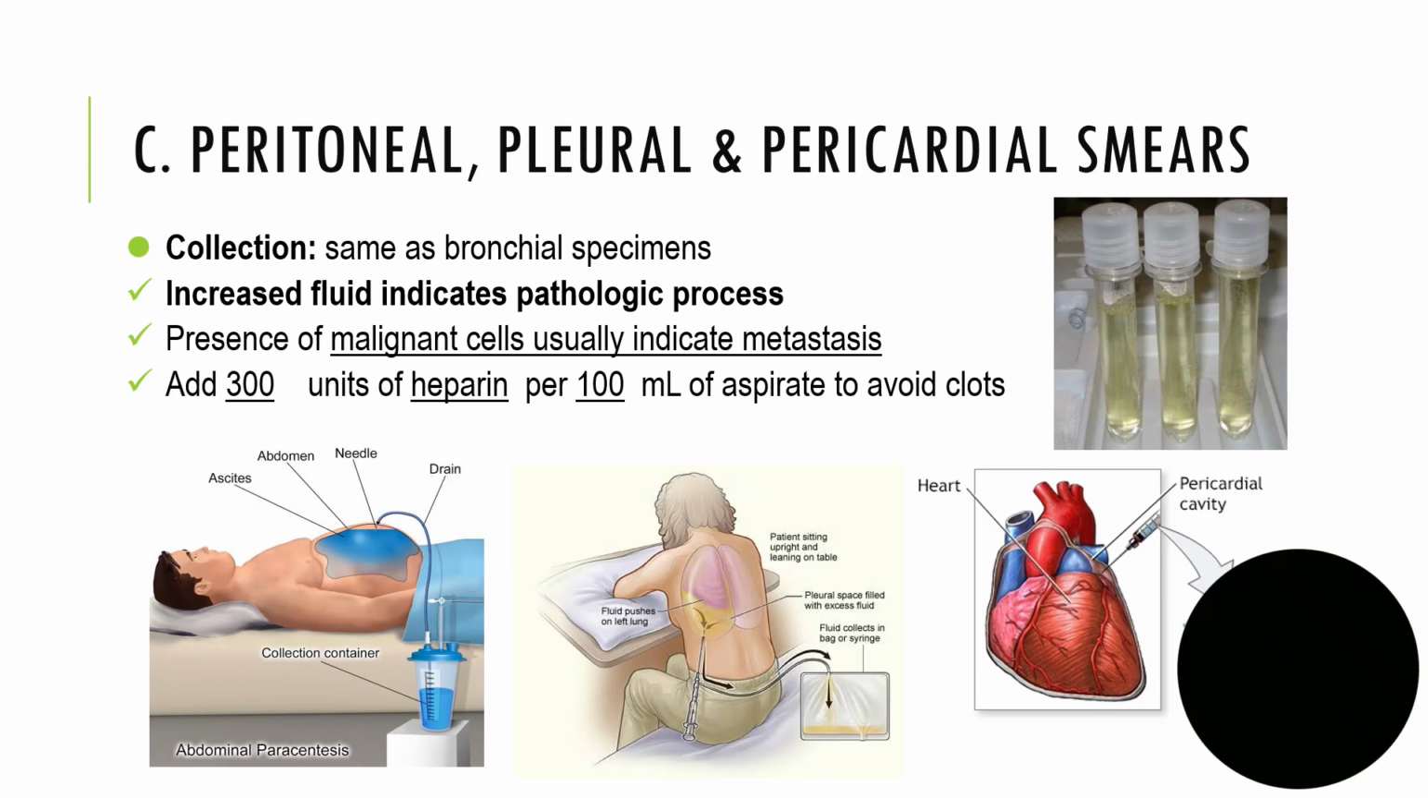Next, we have peritoneal, pleural, and pericardial smears. These cavity fluids are collected by aspiration using the same general technique as bronchial specimens. Under normal circumstances, these cavities contain only a small amount of fluid. If fluid increases significantly, a condition called effusion, it usually signals a pathologic process. So the fluid is examined both biochemically and cytologically.